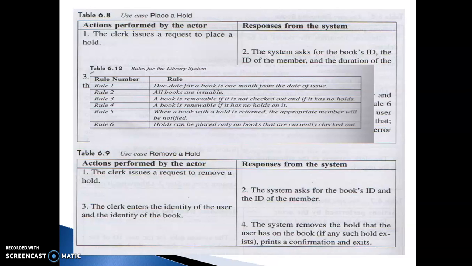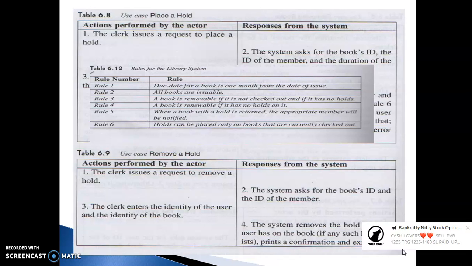The clerk issues a request to remove a hold. Okay, the clerk will issue the request. What the clerk has to do, he has to enter the book id and the id of a member. When he enters these two inputs, the clerk enters the identity of the user and the identity of the book. The system removes the hold that the user has on the book. So if the user is having a book, it will just remove the hold on the book, whatever the user was having.